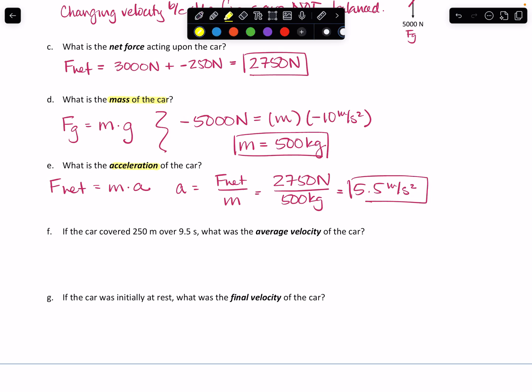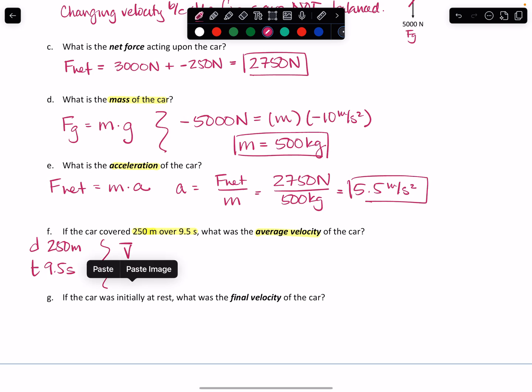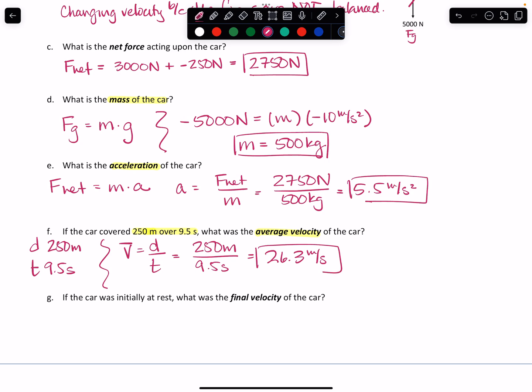Now we're going to get into more about the motion. It says if the car covers 250 meters over 9.5 seconds, what is the average velocity? So we've got a distance of 250 meters, a time of 9.5 seconds, and the question is, what is V average? Remember, V average can be equal to distance divided by time. Since we have those values, we're just going to plug them in. 250 meters divided by 9.5 seconds, and we're going to end up with an average velocity of 26.3 meters per second. So that is our average velocity.